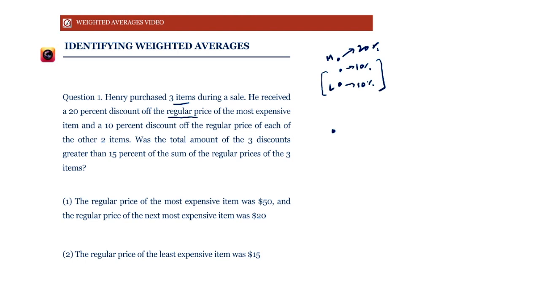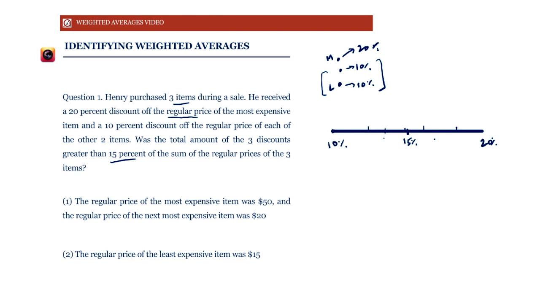So I would think of my scale over here. Let's say I draw my scale and I say that there is a 10% discount here and there is a 20% discount. So the overall discount on all the three items will be somewhere in the middle of 10 and 20. So maybe here or here or here, we don't know. We need to find out whether the total discount was greater than 15%. So 15% is, of course, right in the middle. So they're asking us whether it was less than 15% or more than 15%, right?